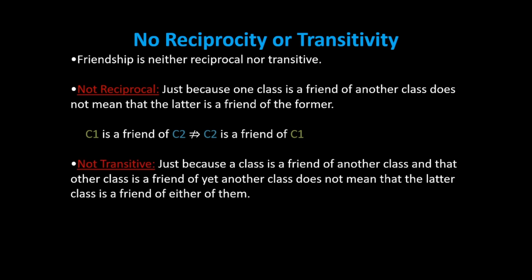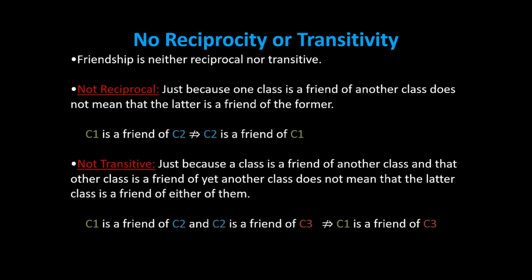Not transitive. Just because a class is a friend of another class, and that other class is a friend of yet another class, does not mean that the latter class is a friend of either of them. And that is a horrendous explanation of non-transitive. So let's look at something more simple. C1 is a friend of C2, and C2 is a friend of C3.